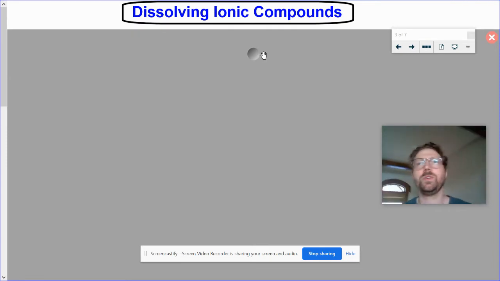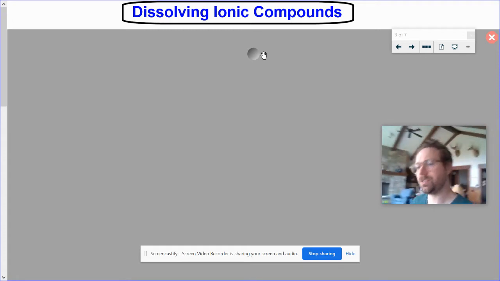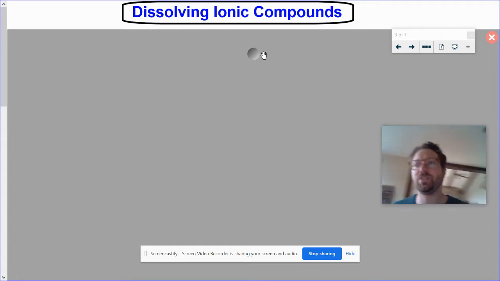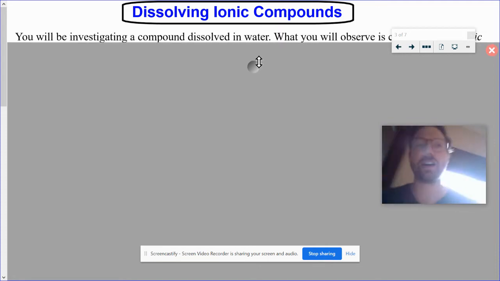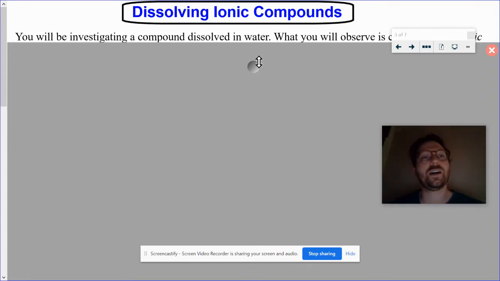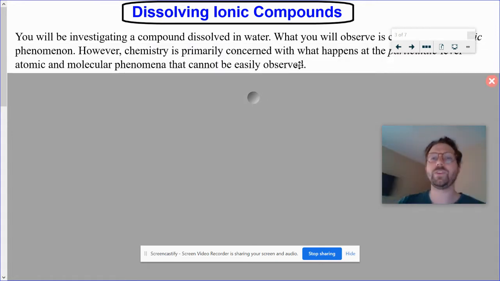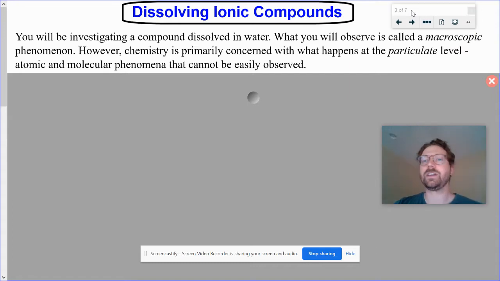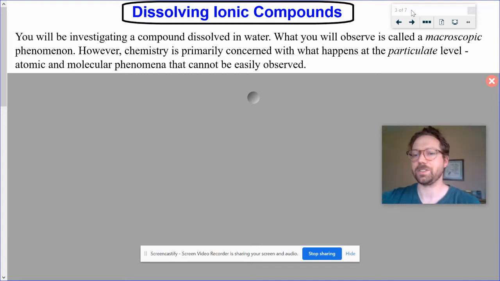So we're going to go into different types of substances that can dissolve into solvents, and we will talk about this for a little bit. We'll talk about ionic compounds first. We will be investigating different kinds of compounds dissolved in water. What you will observe is something that's happening on the macroscopic scale. So, for example, when you see salt being dissolved in water, you're looking at a macroscopic process.